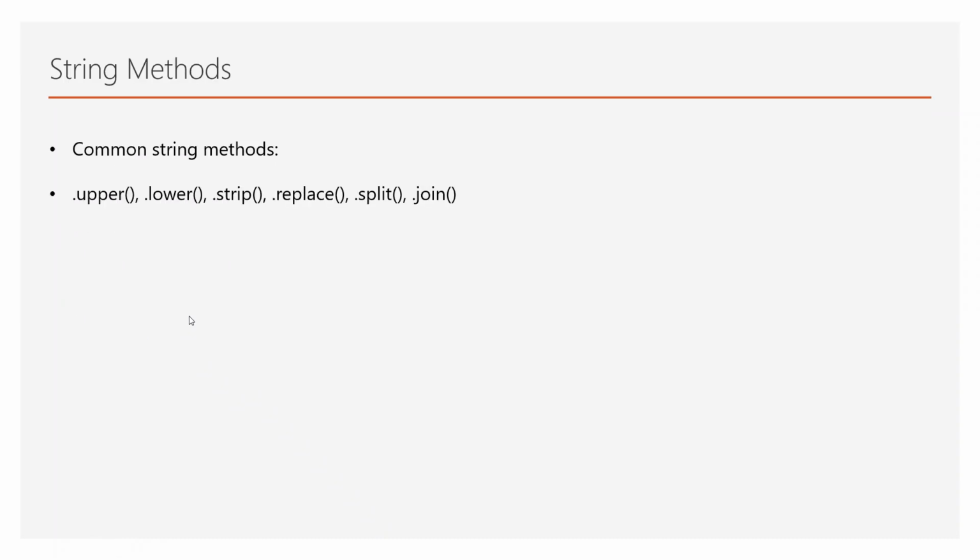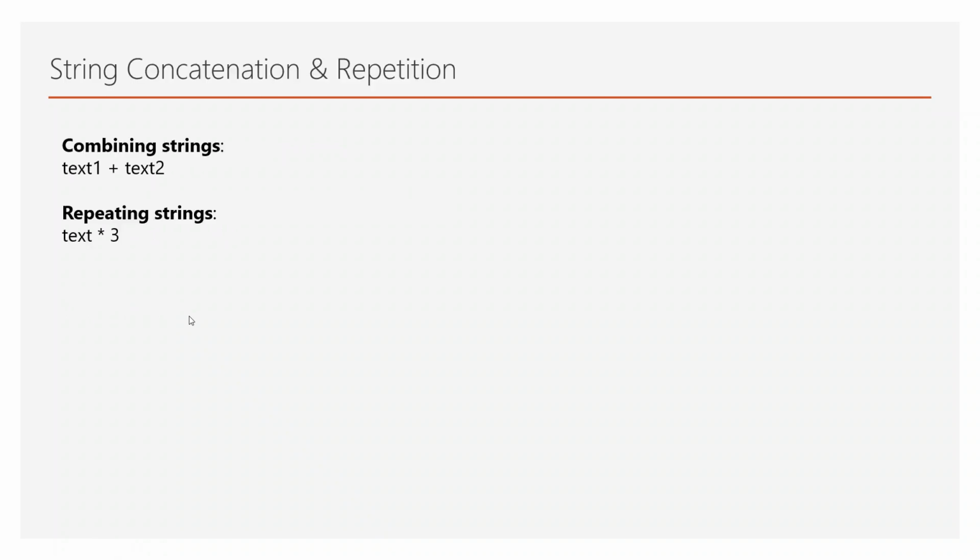Next, string methods. There are several built-in methods to modify strings, such as converting to uppercase, lowercase, stripping spaces, replacing characters, and joining them. Then comes string concatenation and repetition. Concatenation means combining two strings, like you can combine text 1 with text 2. Then comes repeating strings. That means you want to repeat the same text again and again. By the multiplication sign, you can write the number of times you want to repeat it, and it will repeat that many times.